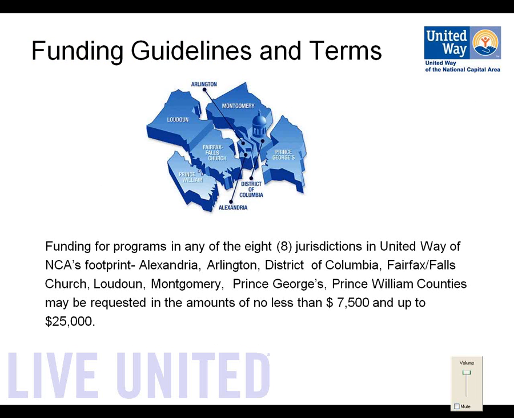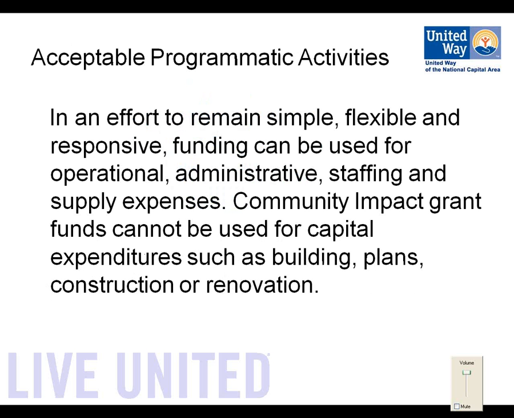Now, you know United Way does service 8 regional jurisdictions. As the map indicates here, your program must fall in one or several or all of the jurisdictions shown in the map. Grant awards will be awarded to an organization for no less than $7,500 to the maximum of $25,000 for each region.